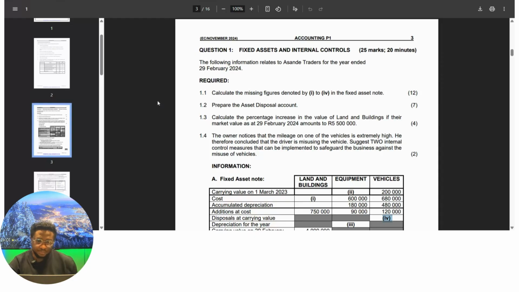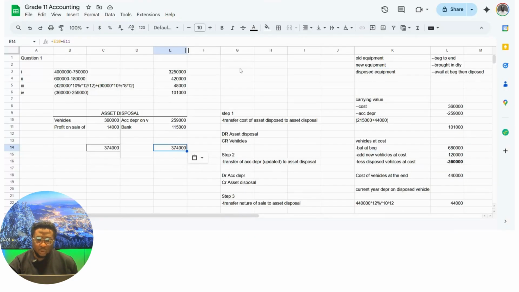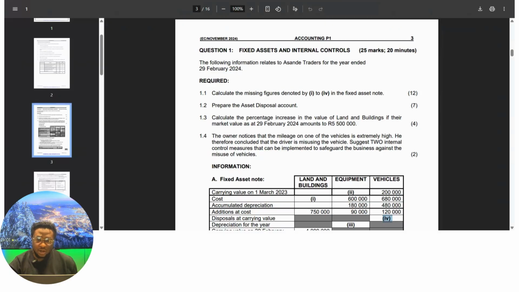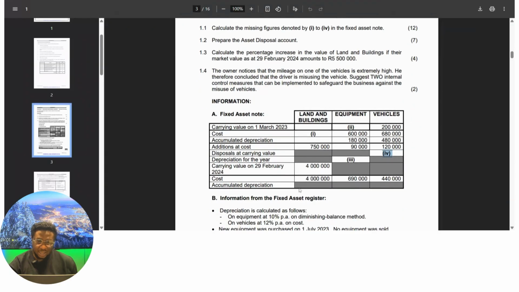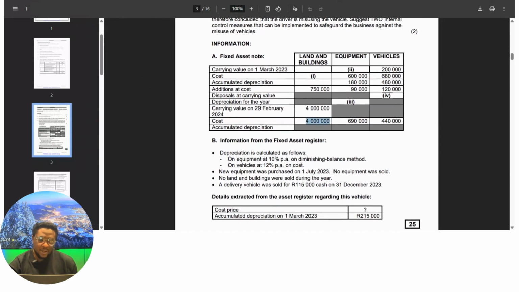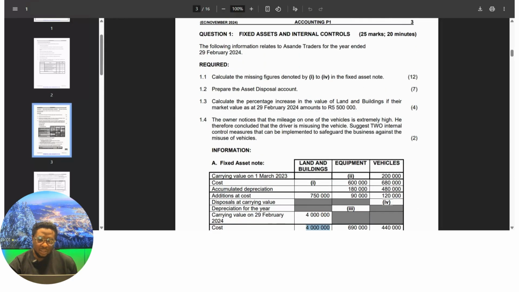Okay, so remember now that when we do this note for land and buildings and all of that, we're taking into account the cost. So we have basically land and buildings that have cost us 4 million, and we're being told that, well, there is a chance. What if these land and buildings that we got that cost us 4 million are now worth 5.5 million? What would be the percentage increase at that point?